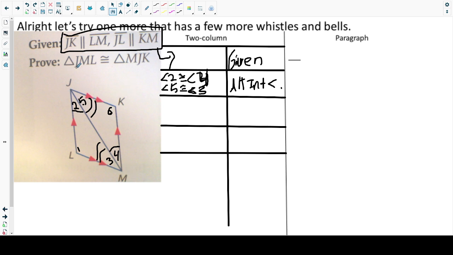And again, if we want to prove that JML is congruent to MJK, it's a little bit hidden here, but JM, MJ, that's that reflexive line in the middle there. This guy right here. JM is in both triangles, so it's congruent to itself. JM congruent to JM by reflexive.